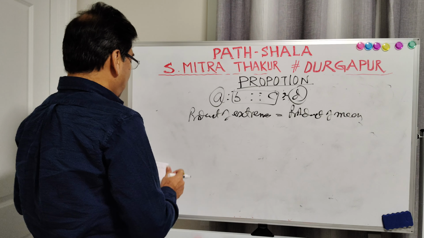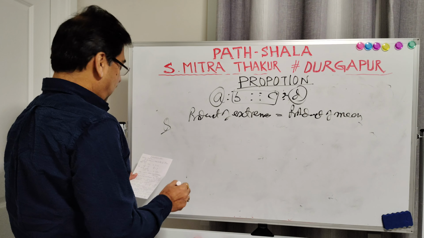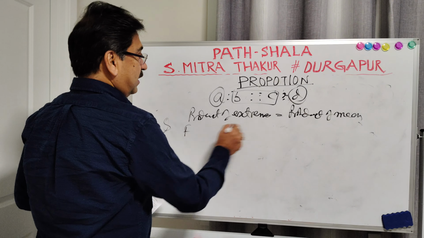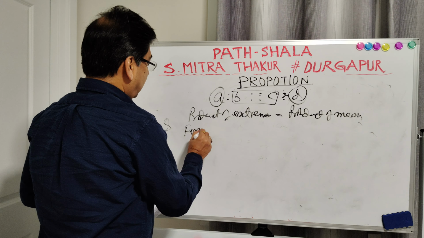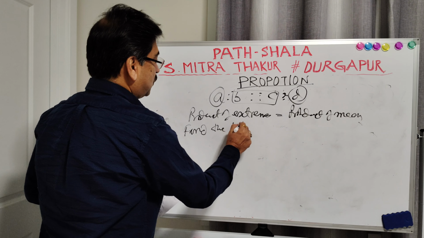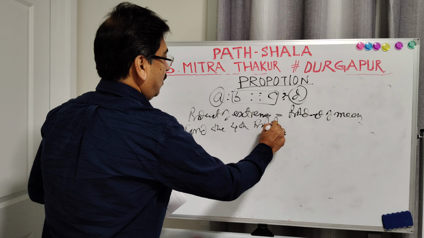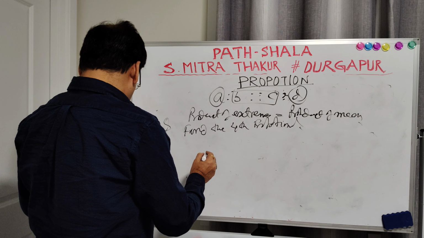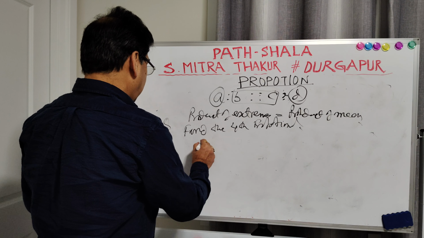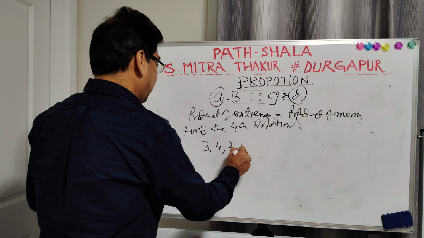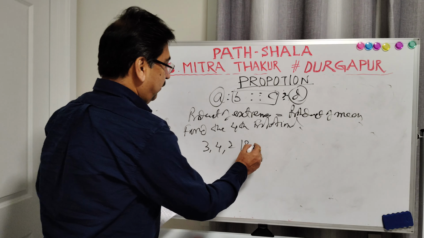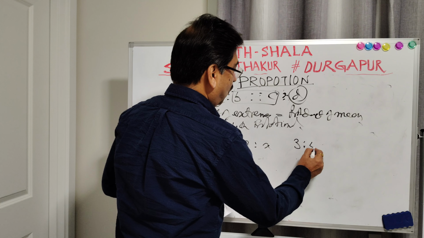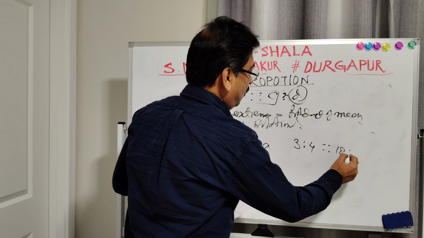On the basis of these, I will do some mathematics. Find the fourth proportional. There are three proportionals as given. Find the fourth proportional. The question is 3, 4 and 18. What will be the fourth? That means the fourth is x. Right? I will write 3 is to 4 proportion 18 is to x.